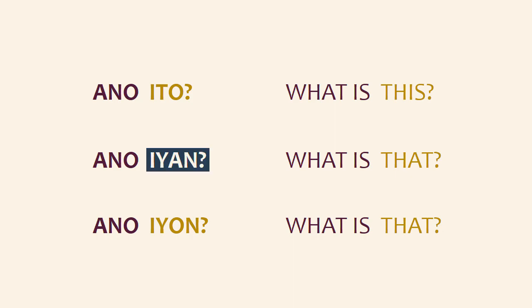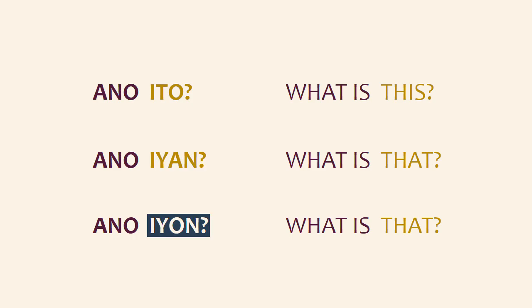You use iyan if what you are referring to is near or close to the person you are talking to. And you use iyon if you are referring to something that is far away from you and the person you are talking to. If you want to learn more, I've made a video about Tagalog demonstrative pronouns. I will place the link at the upper right corner of this video and in the description.